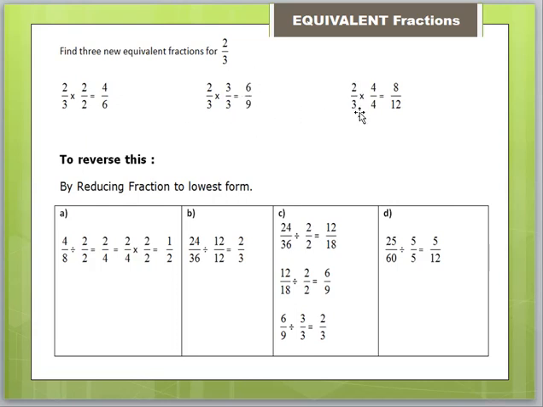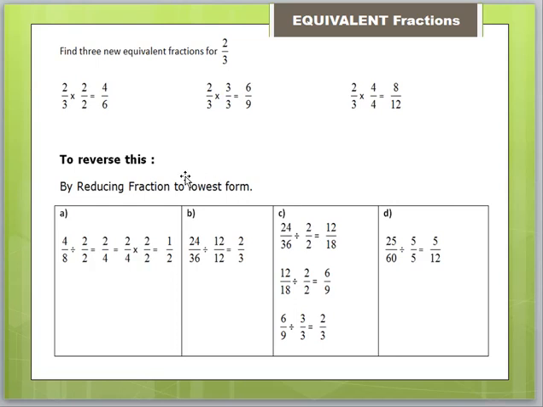Last, 2 upon 3 multiplied by 4 upon 4. Now this time I got 2 4s are 8, 3 4s are 12. So the 3 new equivalent fractions for 2 upon 3 are 4 upon 6, 6 upon 9, and 8 upon 12. So this is how you will solve the questions.